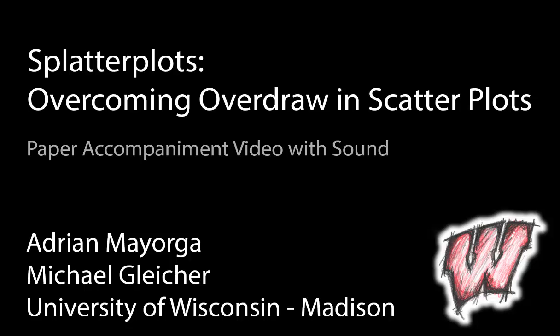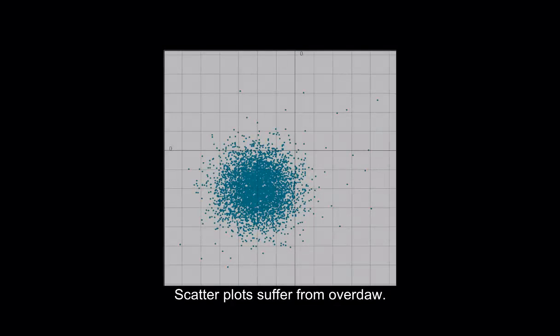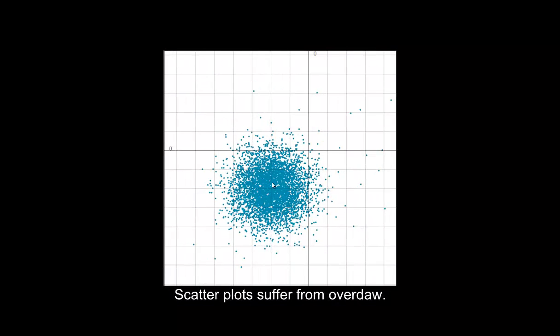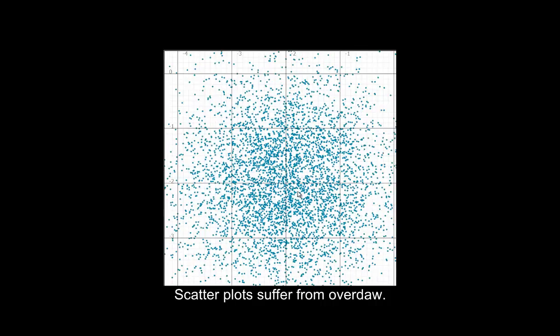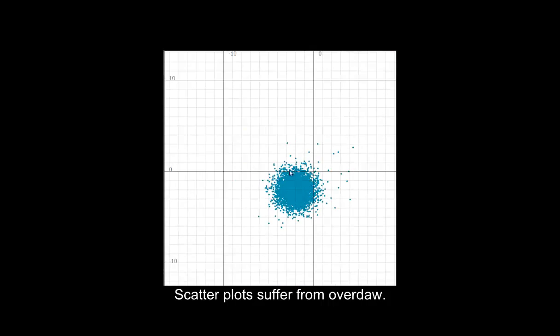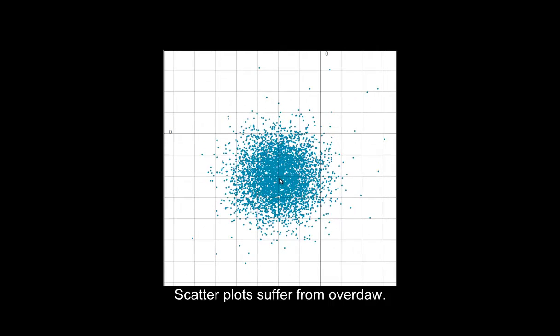In this video, we introduce Splatterplots, a novel presentation of point data that enables visualizations that scale beyond traditional scatterplots by explicitly dealing with overdraw. Scatterplots are a common and intuitive way to display point data. However, as the points become closer together, overdraw occurs, causing the display to become indecipherable.